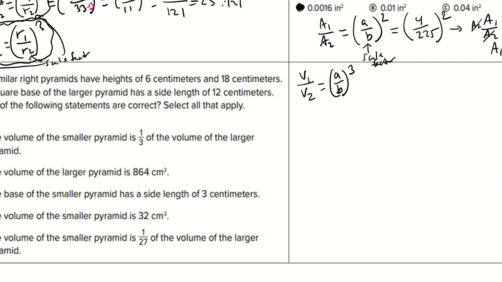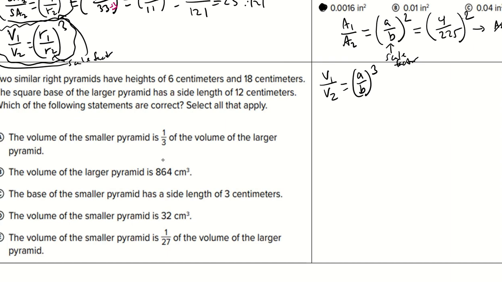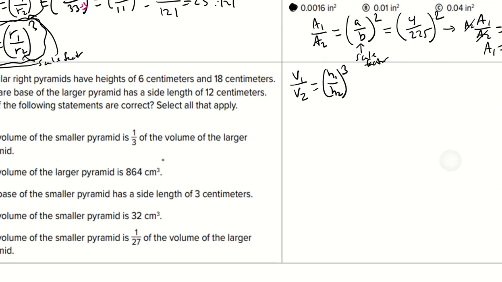So we know that in this case, A and B are the heights, right? So I'm just going to call this height. So height 1 over height 2. A over B can be any quantity as long as it's the same dimension, side length or whatever. In this case, heights. So the heights are 6 and 18 to the third power. Let's reduce 6 over 18 to 1/3, because we divide by 6 top and bottom. And then 1 to the third power is 1. 3 to the third power is 27. 3 times 3 times 3.